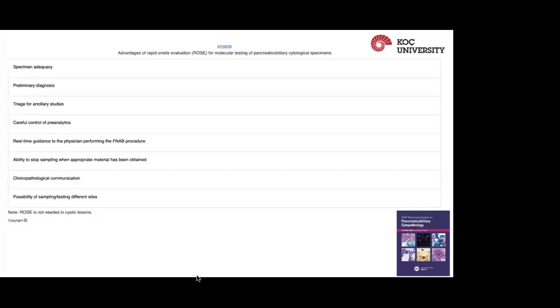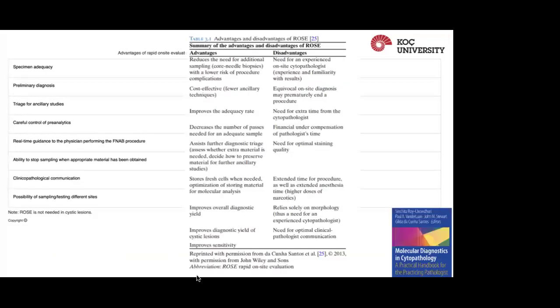And it's important to point out that molecular testing success on FNA samples is directly dependent on specimen adequacy. It should be noted that specimen adequacy is one of the advantages of ROSE. But of course, it has disadvantages. We already talked about that. It needs time, it needs experience, on-site cytopathologists, and it needs extra time from cytopathologists, financial undercompensation of pathologist time, and the need for optimal staining quality.